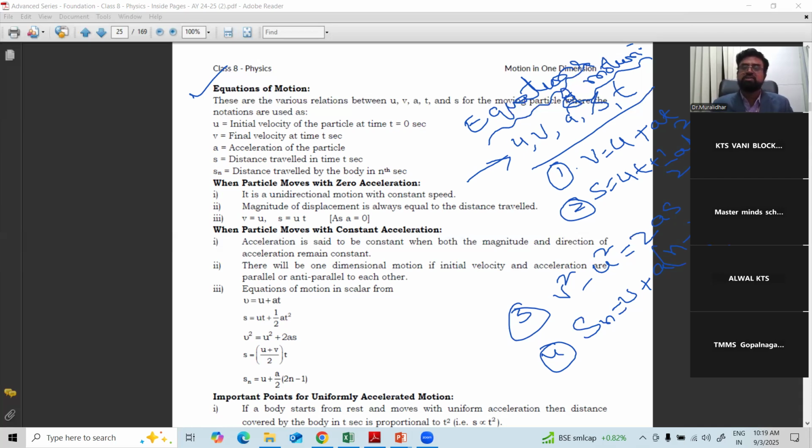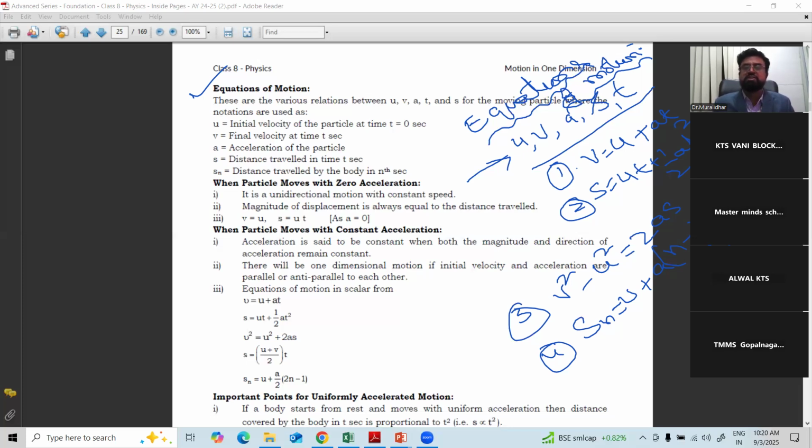By using these equations, you can calculate final velocity, initial velocity, acceleration, or time. As per the given data, you have to select which formula is suitable to find the unknown quantity. When the other quantities are given, you can find the unknown by substituting in the formulas. So first one is V is equal to U plus AT. Note it in your notebook, all of you. I'll show you the definition and derivation also.